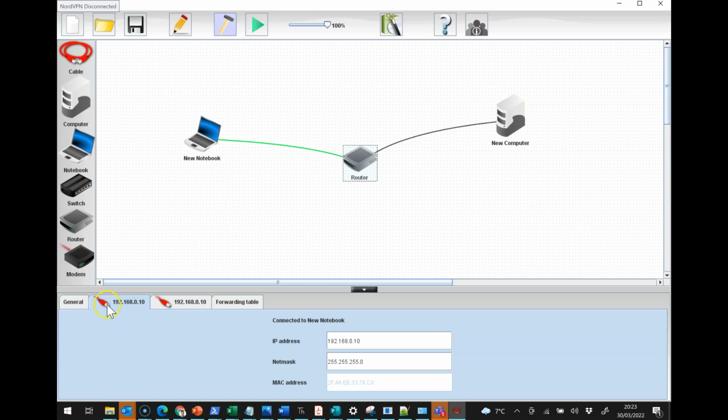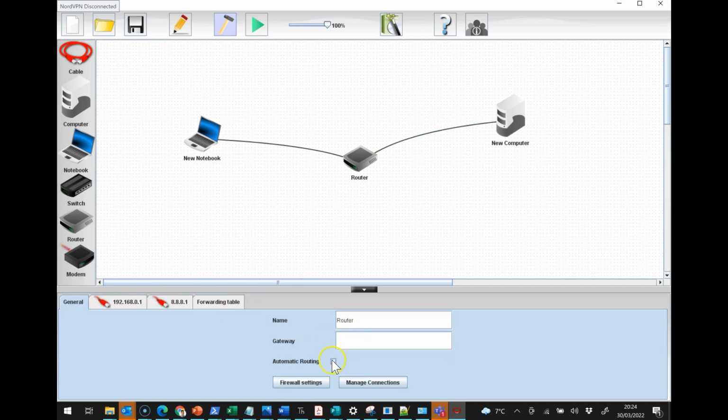Now, we need to renumber these NICs so that they have a unique IP address on each network. So this one here is going to have a unique IP address on this network. I'm going to call it 192.168.0.1. You may recognize this from your home router. And then on this network over here, I'm going to have 8.8.8.1, like so. Now, this router is now set up.